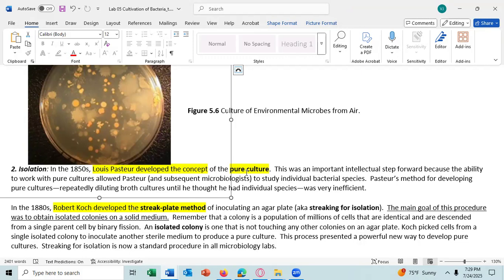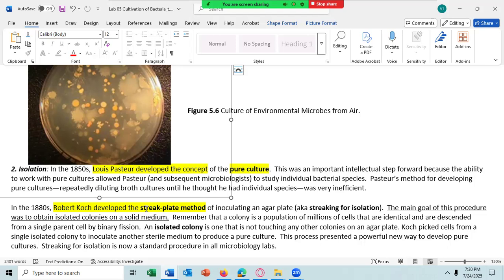Robert Koch developed a much easier method for developing a pure culture, and that is he streak plated the cells on a solid media. And when he streaked it out the first time, he got isolated colonies. Each colony would only be about 70% pure, which is not good enough in microbiology.